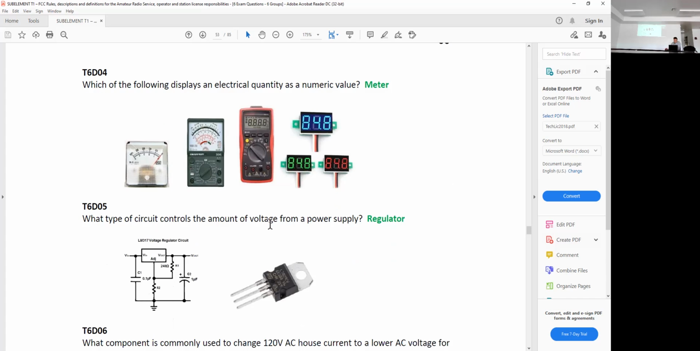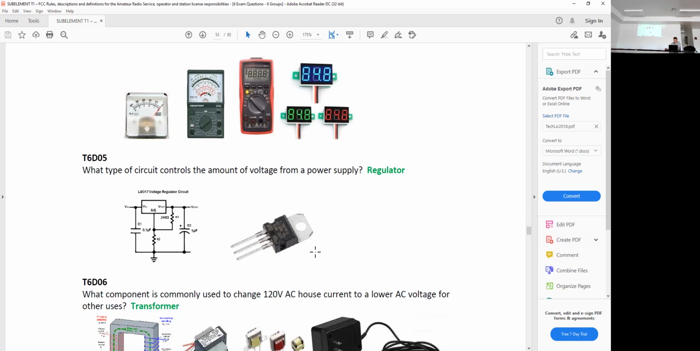What type of circuit controls the amount of voltage from a power supply? A regulator. Now this is that exception. It has 3 wires and it looks like a transistor, and there are transistors inside of it, but it doesn't function like that. It's a voltage regulator.